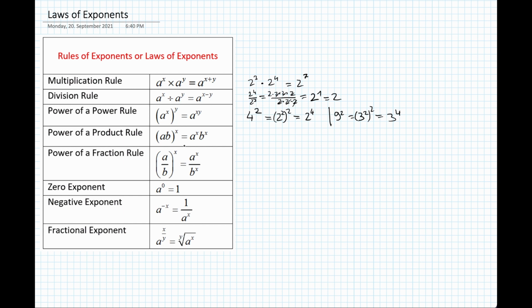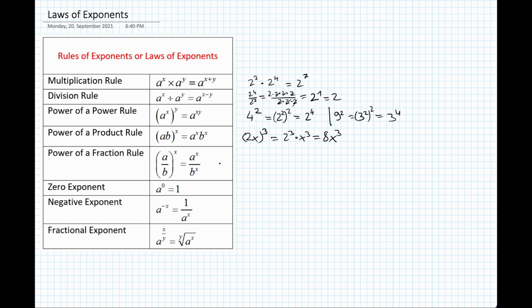So next we have the power of a product rule. So a times b to the power of x is a to the x times b to the x. And that also helps you when you have to simplify expressions. So if you, for example, have 2x to the power of 3, it's the same as 2 to the 3 times x to the power of 3, which is 8x to the third.